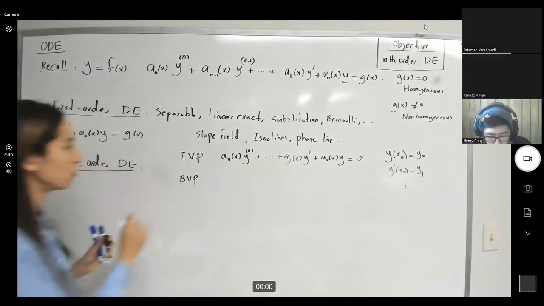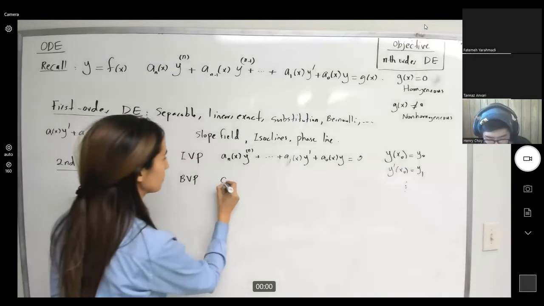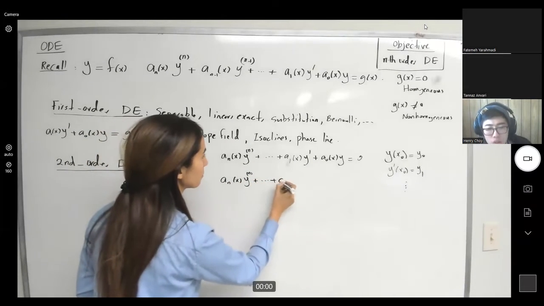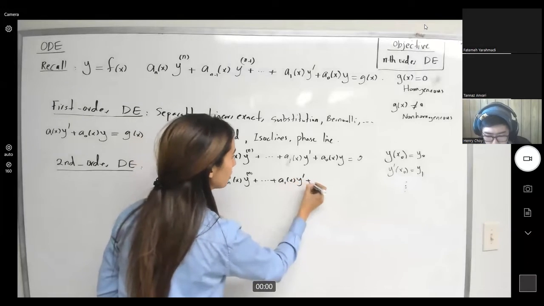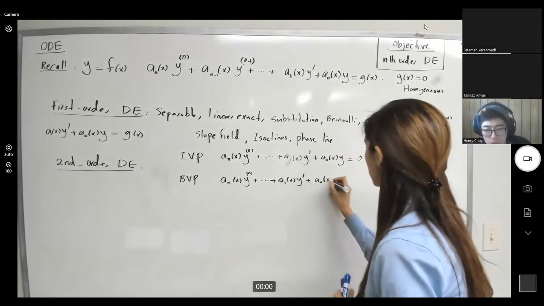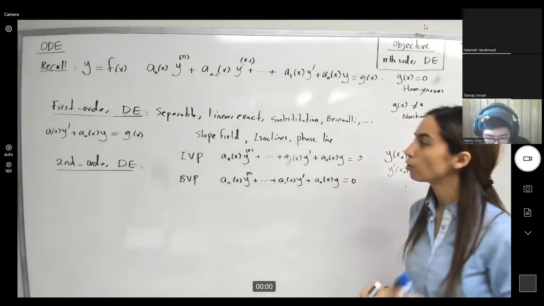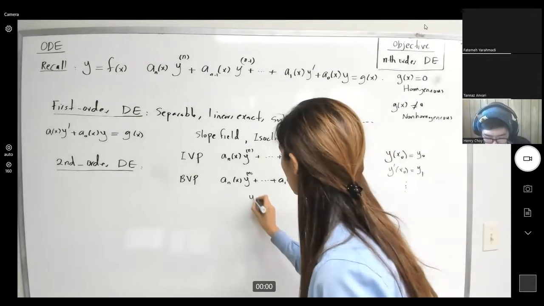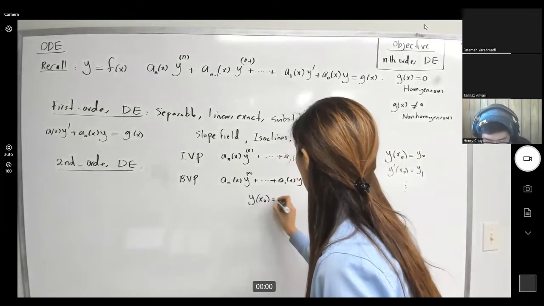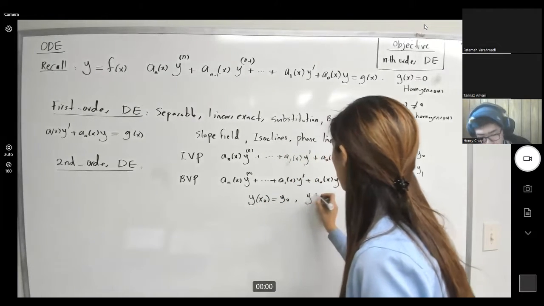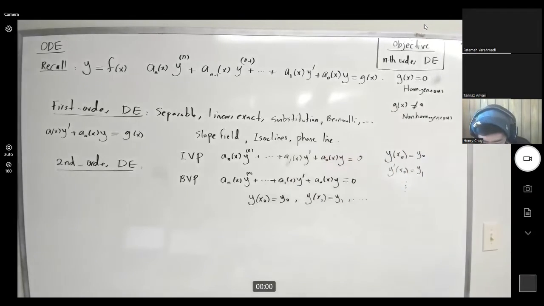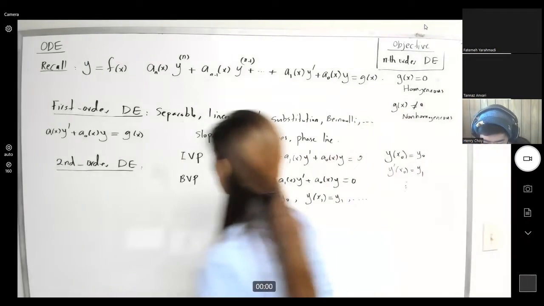However, for a boundary value problem, a_n(x) y^(n) dot dot dot a_1(x) y prime plus a_0(x) y, we had more than one x value to deal with. For example, we had y at x sub 0 equals y sub 0, y at x sub 1 equals y sub 1, and so on. Boundary value problem.